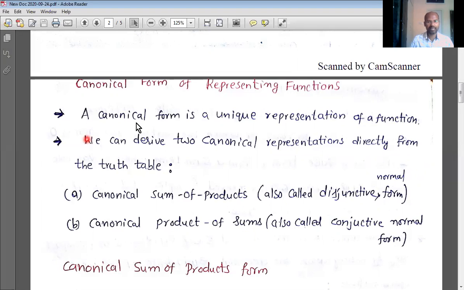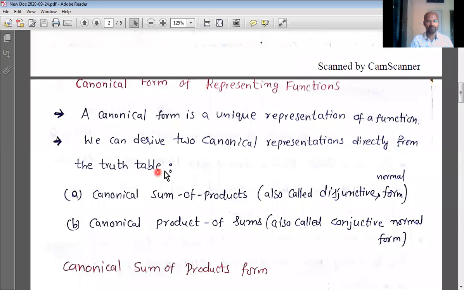Now see, a canonical form is a unique representation of a function. We can derive two canonical representations directly from the truth table. If a problem is given, and you understand the problem and move towards the solution, as a first step we develop a truth table for the given problem. What details does a truth table have? A truth table contains the output for all the possible input combinations. That's what a truth table is.